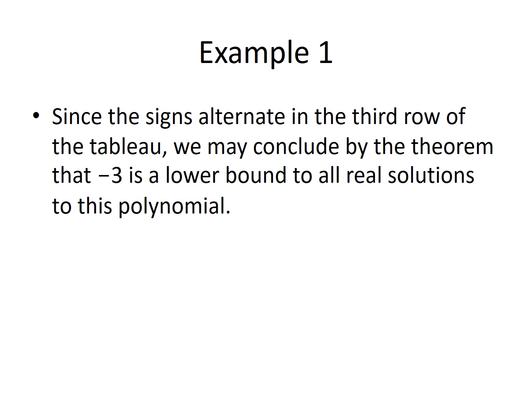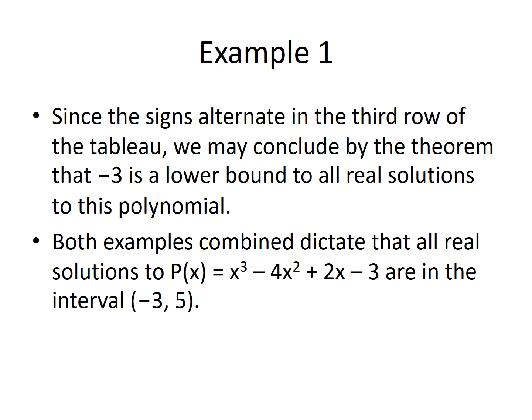Since the signs alternate in the third row of the table, we may conclude by the theorem that negative 3 is indeed a lower bound to all real solutions for this polynomial. Both of these examples combined dictate that all real solutions to x cubed minus 4x squared plus 2x minus 3 are in the interval negative 3 to 5.